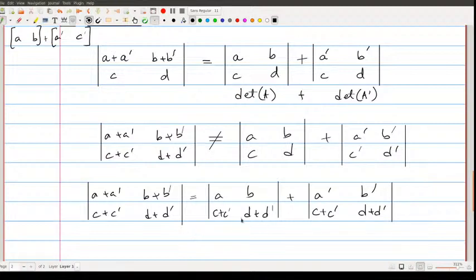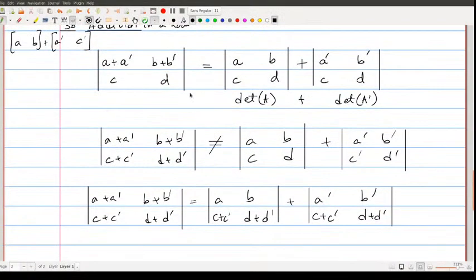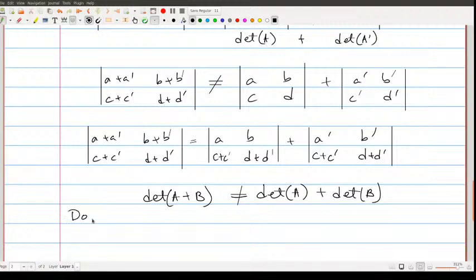And then if you want to separate these 2 rows out further, you can do that, but then you will have 4 determinants instead of 2 determinants, right? So what this property is really telling me is that you can transfer the addition as long as it is happening in one row, but it's also telling me that the determinant of A plus B is not the same as the determinant of A plus the determinant of B. You have to do it row-wise.